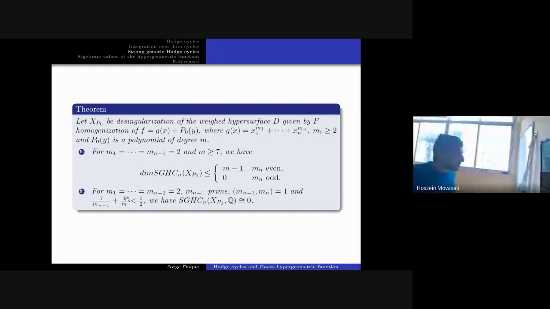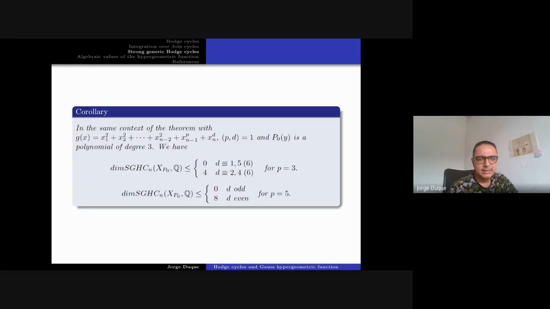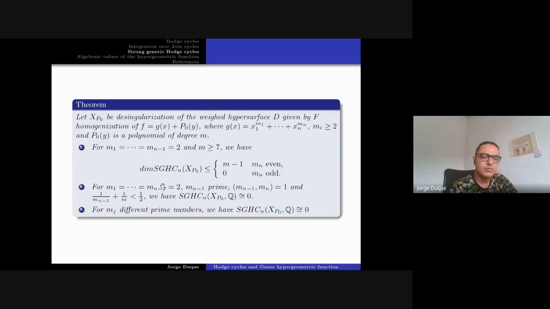Okay. Let's go back to the theorem. Is there another case where we don't have a strong generic Hodge cycle? The other case is when the exponents are different prime numbers. In this case, we don't have a strong generic Hodge cycle. So in some cases, we know how to find a strong generic Hodge cycle. As an application of what we have done so far, we are going to obtain algebraic expressions involving the hypergeometric function.